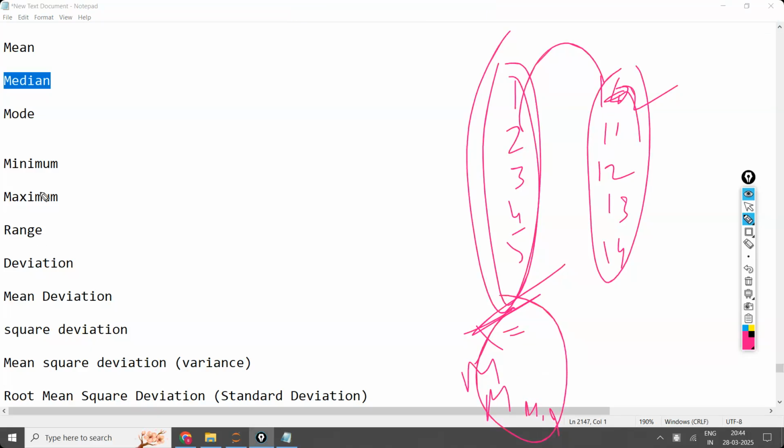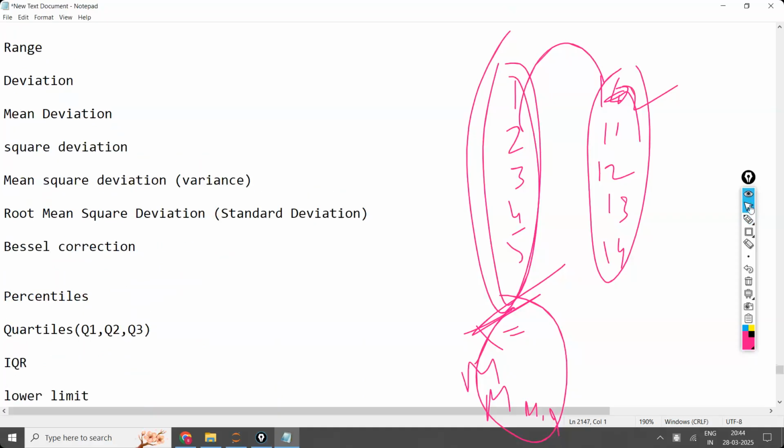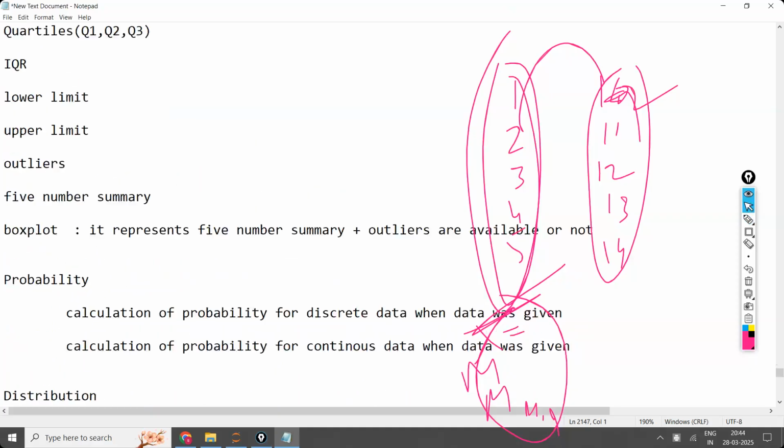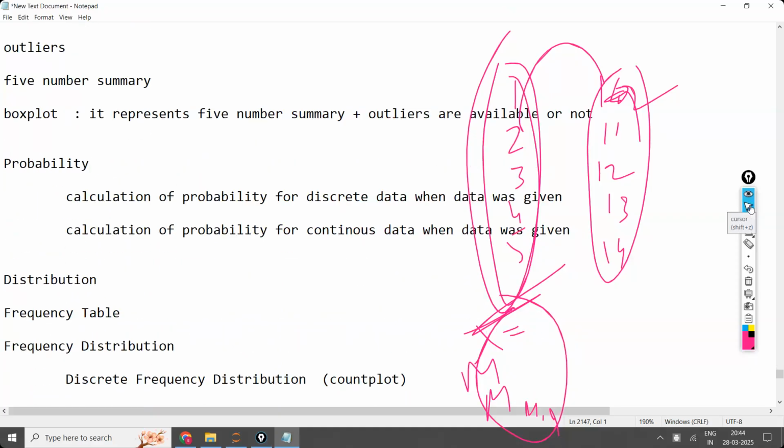Minimum value of a single column separately. Maximum value of a single column separately. Range also, variance also, standard deviation also. Percentiles, quartiles, upper limit, probability: anything on a single column separately. First we took a single column and applied the histogram. Then a single column and applied the KDE plot. For a single column we calculated the percentiles, quartiles, and from that the upper limit, lower limit and box plot.